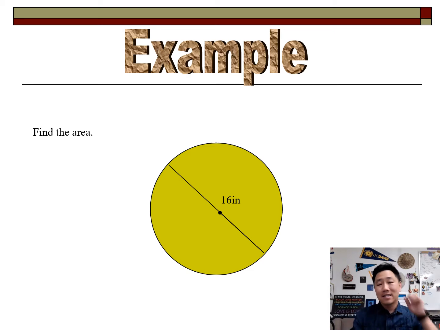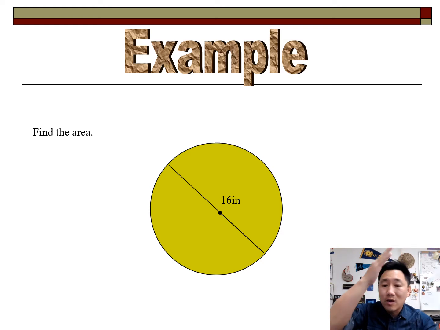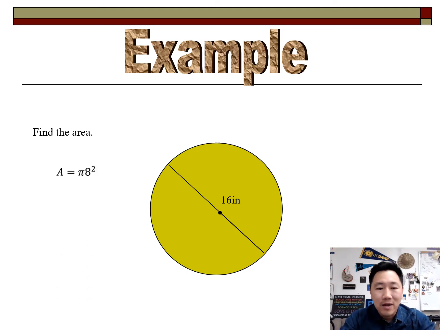Let's do an easy example. Here we have a circle. It is labeled 16 inches, but the question is, what is the label? Is that the radius or is it the diameter? When they draw it all the way across and write it right in the middle, that means it is the diameter. And you should know that half the diameter is the radius. So we're actually going to use 8 for the radius. Area equals pi times 8 squared.